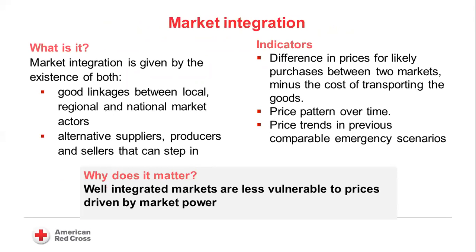We look at the different prices between two markets, factoring for transportation, the price pattern over time, and trends in comparable emergencies. But why is market integration important? Because it makes markets less vulnerable to price changes. I like to think of it as a backup system, or internal competition, so there isn't just a dependency on one market. If a certain market is affected, there's another market system coming in to offset that. Does that make sense?